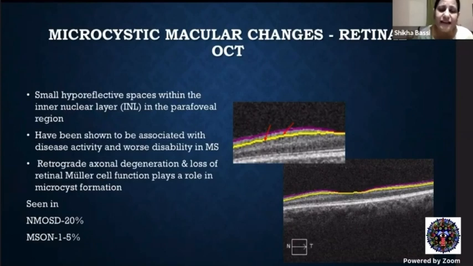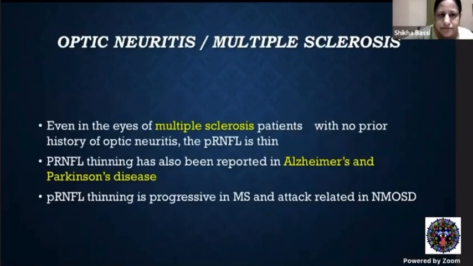disease activity in MS, and they are seen in around 20% of patients with NMO and 1 to 5% of patients with MS optic neuritis, and they represent retrograde axonal degeneration, and they implicate loss of retinal Muller cell function.